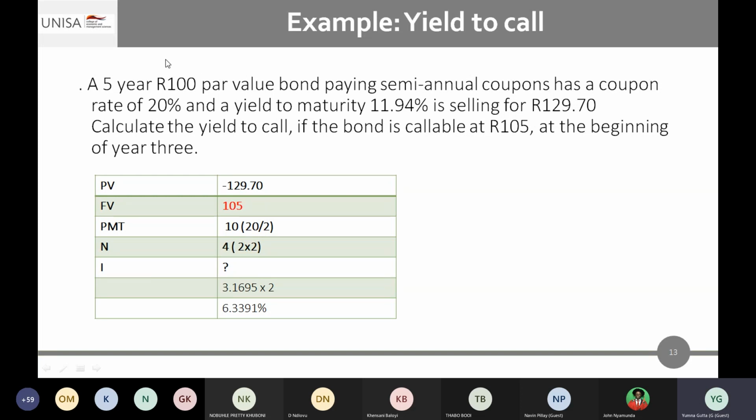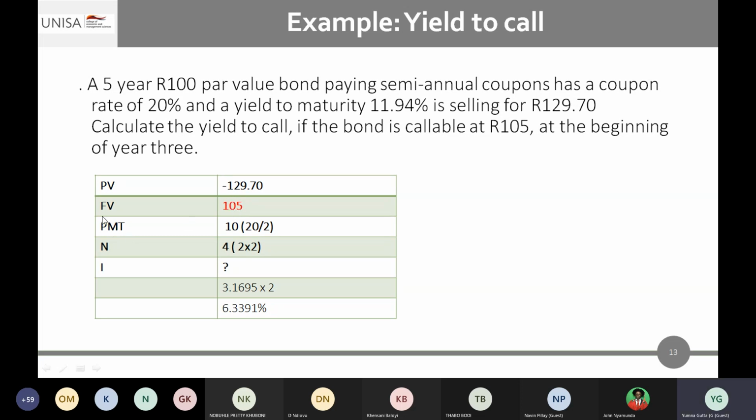The par value of the bond is going to be used to calculate the coupon payment, which is semi-annual. Let's start with the first variable, your present value. Currently this bond is selling for 129 rand 70 cents, so we put it into our given information. The next item is your future value. The bond is callable at the beginning of year three at 105, so the issuer of the bond can pay, instead of 100 rand, 105 back to the investor. This is what the bond is callable at.